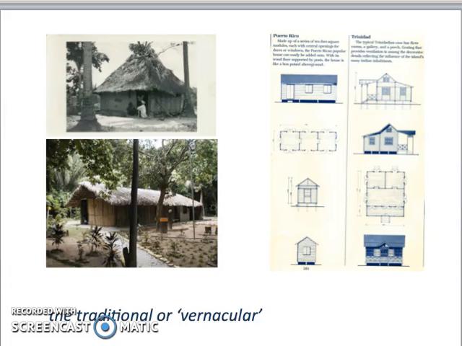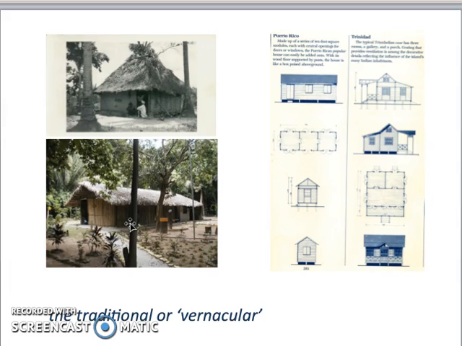Let's start with the traditional or vernacular. On this slide, you'll see a traditional Indian dwelling in central Trinidad, and this was made of natural materials, available materials locally. In the lower image, you will see a reproduction of an Amerindian dwelling, a longhouse, that currently is at Cleaver Woods near Arima that you can go and visit.